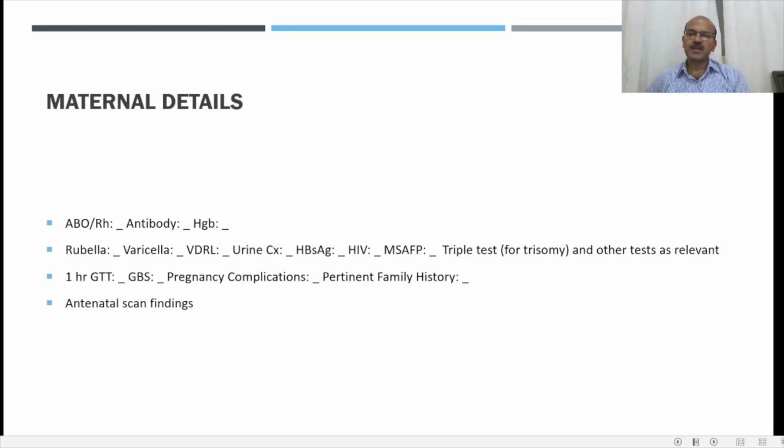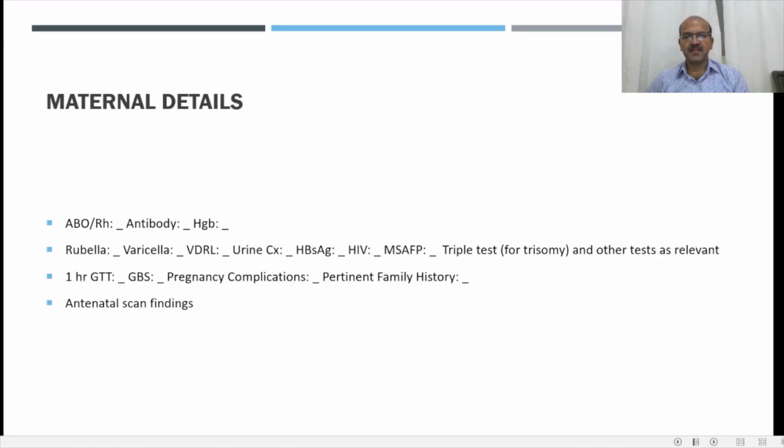We also cover the maternal details, including the blood group, antibody, whether there is any Coombs positive, indirect Coombs, the hemoglobin of the mother to suggest if there is any anemia in the mother, infection screen including rubella, varicella, VDRL. Urine culture is very important. Sometimes you get ESBL organisms which may cause sepsis in the premature baby, so you may have to broaden your cover in such cases if the baby is symptomatic.